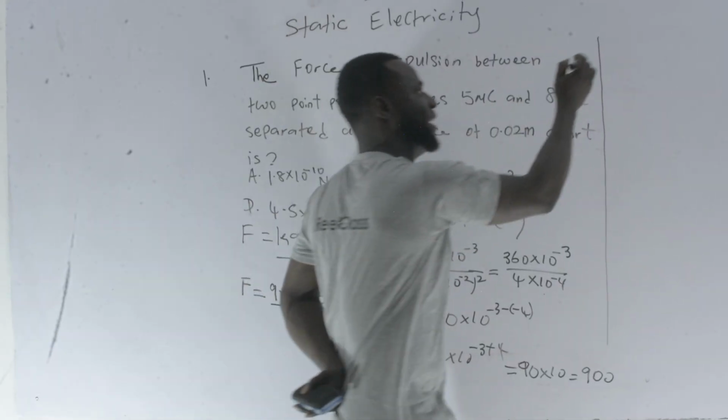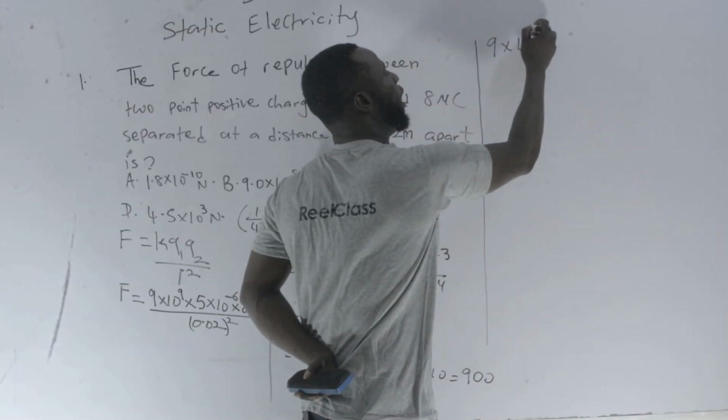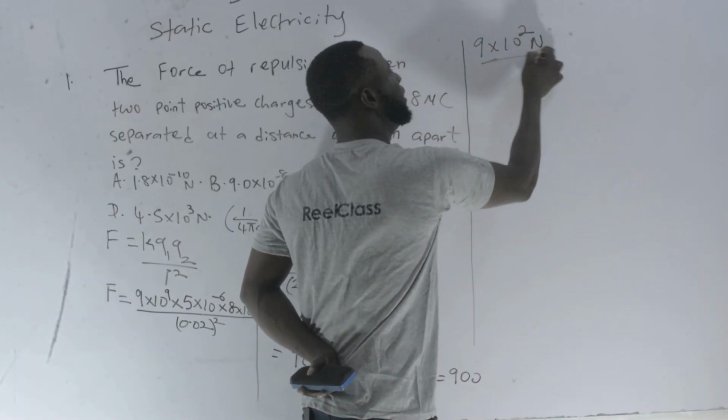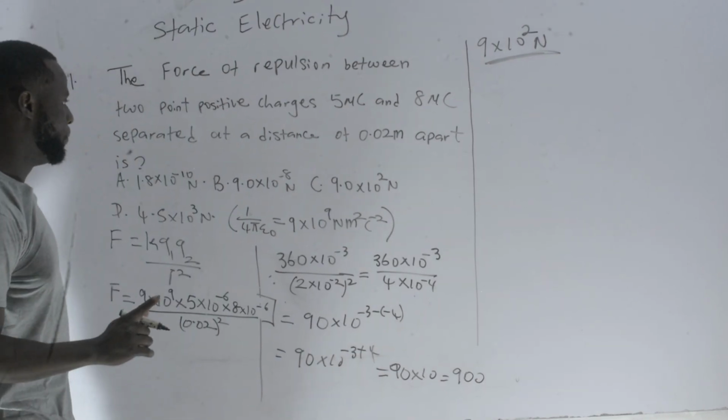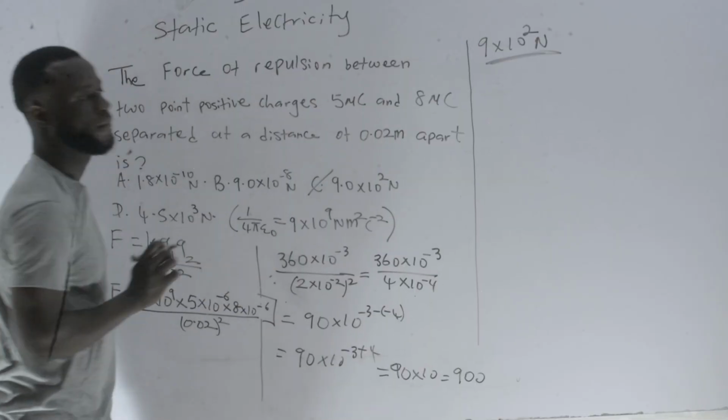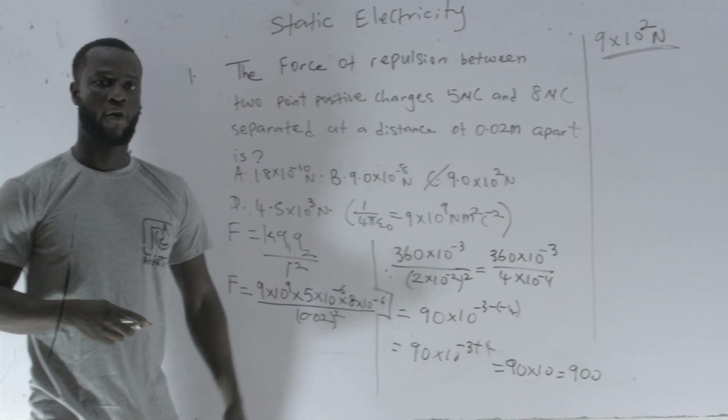900 is something as saying 9 times 10 raised to power 2 Newton. This is our answer. 9 times 10 raised to power 2 Newton. And that will be option C. Let's take our next question.